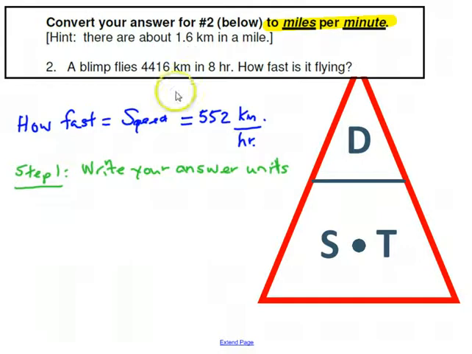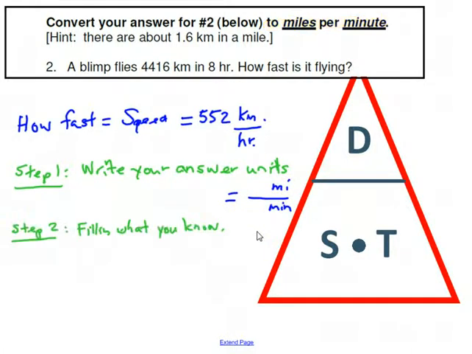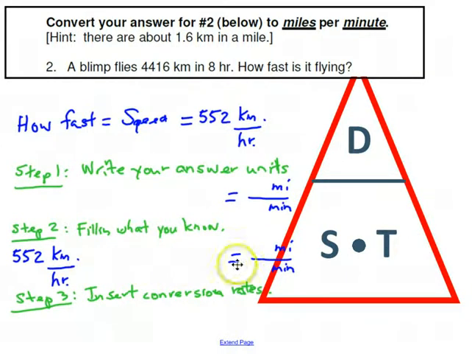Okay, so step 1 in unit analysis. In my opinion, the best place to start is by writing down the units you're asked for as your answer. So you're asked for miles per minute. I'm going to start by saying I know that I'm going to finish with miles per minute. Step 2 is to fill in what I know. Well, I know that there are 552 kilometers per hour in this speed, and I'm going to somehow get from here to miles per minute. Then step 3 is to fill in the gaps, the conversion rates that are going to get me from kilometers per hour to miles per minute.